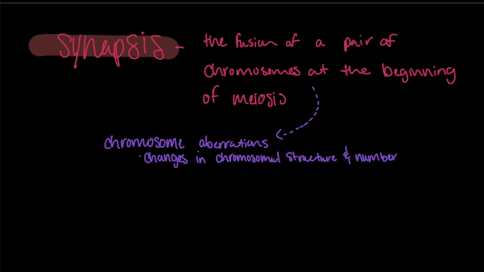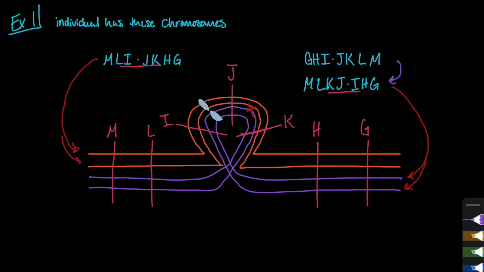Synapsis is known as the fusion of a pair of chromosomes at the beginning of meiosis. During synapsis, chromosome aberrations can occur. This can result in a change of chromosome structure and number. To better understand chromosome aberrations, we'll be looking at this individual below that has these sets of chromosomes.